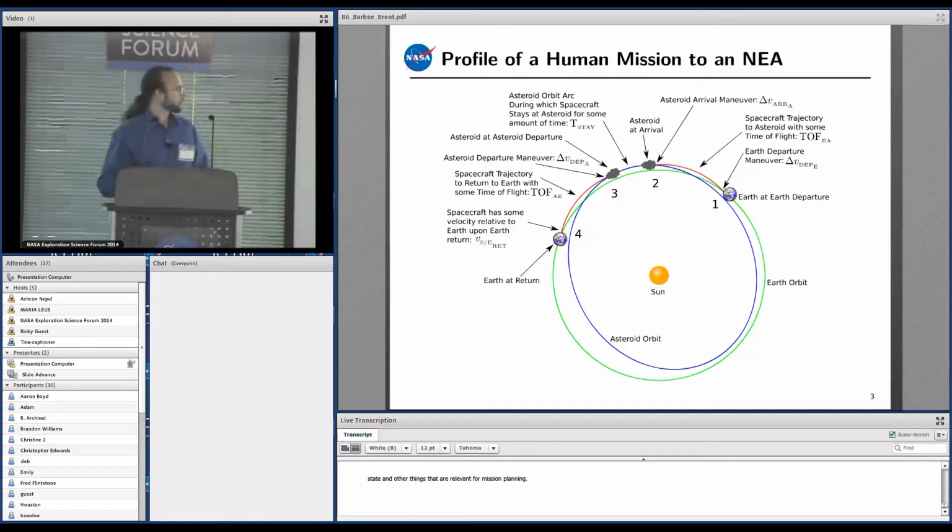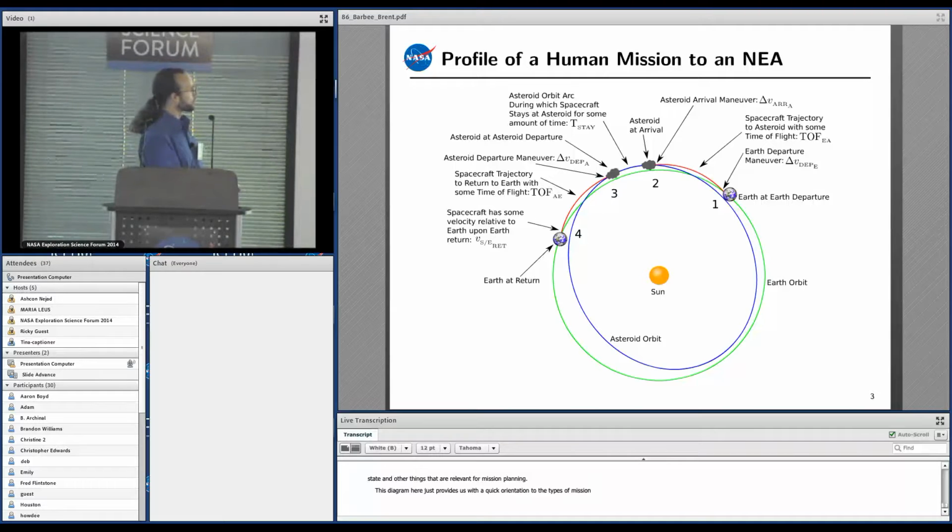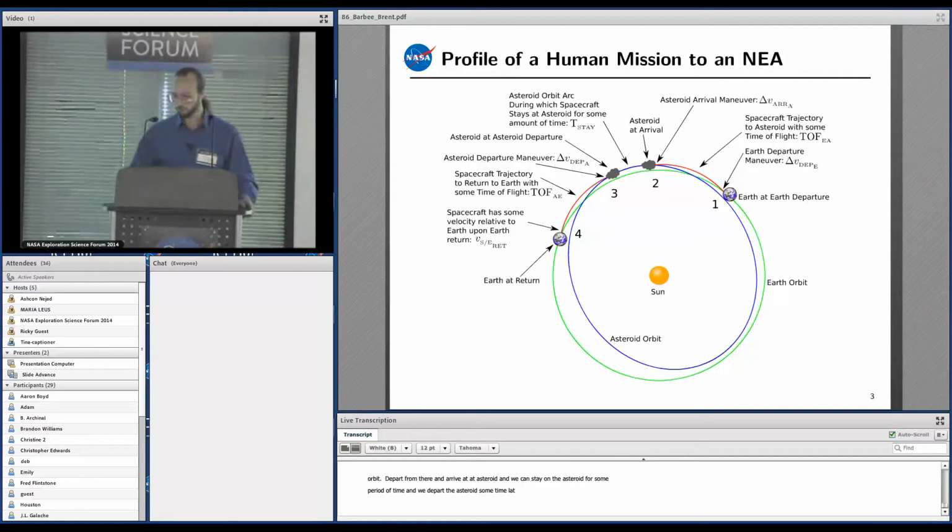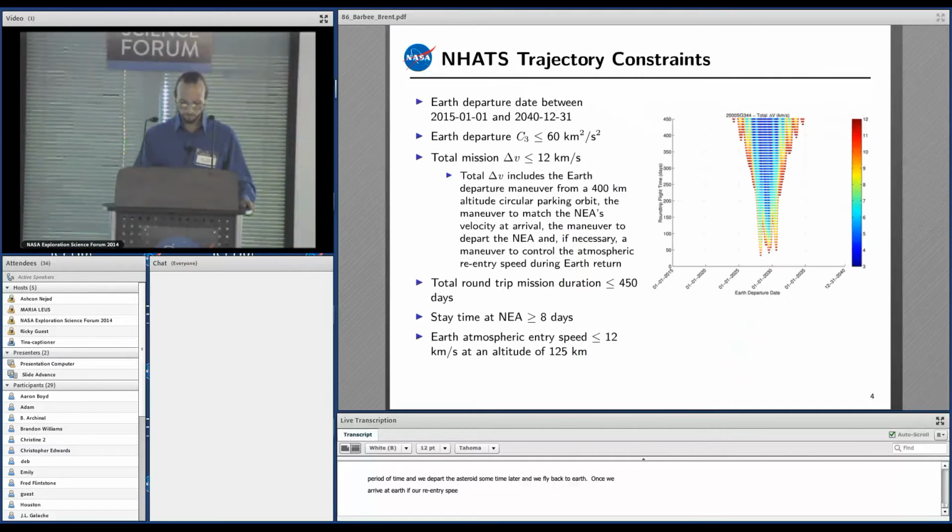This diagram here just provides us with a quick orientation for the types of missions that we're considering. Essentially, we start off at Earth. We assume that we're in some kind of low Earth orbit. We depart from there. We arrive at the asteroid, so maneuvers are required at both of those points. We then stay on the asteroid's heliocentric orbit for some period of time. We depart the asteroid sometime later, and then we fly back to Earth. Once we arrive at Earth, if our reentry speed is too high, we'll have to perform an additional maneuver at that point to manage the reentry speed.